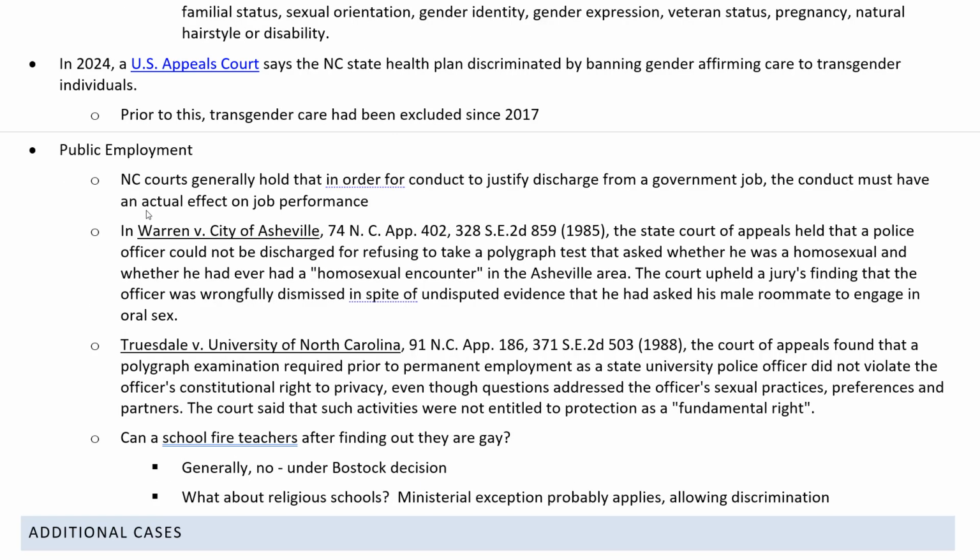Moving on a little bit, in 2024, it's very recent, a U.S. Appeals Court said the North Carolina State Health Plan discriminated by banning gender-affirming care to transgender individuals. Prior to that, transgender care had been excluded from the North Carolina State Health Plan. This is for state workers, and I'm a member of the State Health Plan as well. But prior to this, transgender care had been excluded since 2017. That was an appeals court. They could potentially try to appeal to the Supreme Court and see if the Supreme Court will overrule the appeals court. We'll, again, just have to wait and see what happens there.